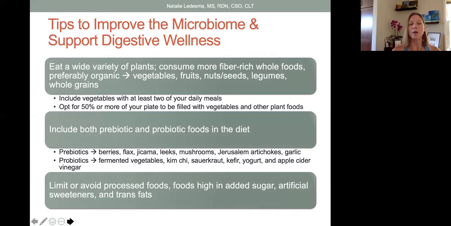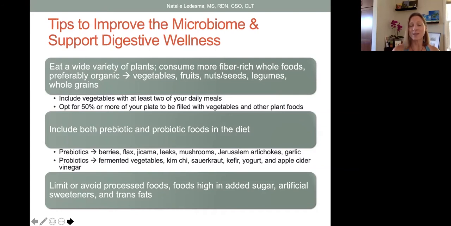We know we want to eat a wide variety of plants. We want to consume more fiber-rich whole foods, preferably organic. This would be a variety of different types of vegetables, fruits, nuts, seeds, legumes, whole grains. In terms of vegetables and fruits, I'd love to see triple the amount of vegetables than fruits. So if you're eating 2 fruits a day, I'd love you to have at least 6 vegetable servings a day, for example. I'd much rather see that than 9 fruits and 1 vegetable. I want to flip-flop that so we have more vegetables than we do fruits.